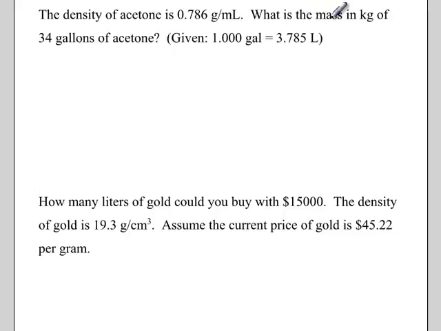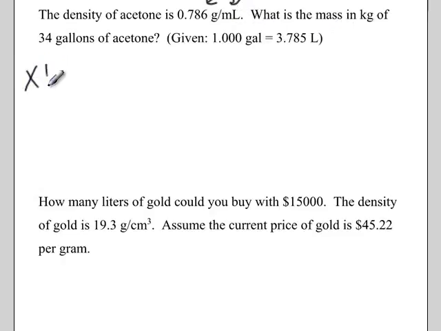Next, we want to figure out the mass in kilograms of 34 gallons of acetone, and we're given a conversion between gallons and liters. So in this problem, we also are given the density of acetone. Those 2 units let us convert back and forth, in this case between grams and milliliters.